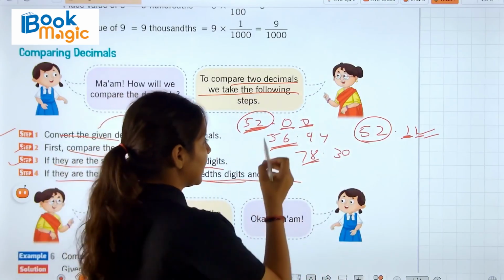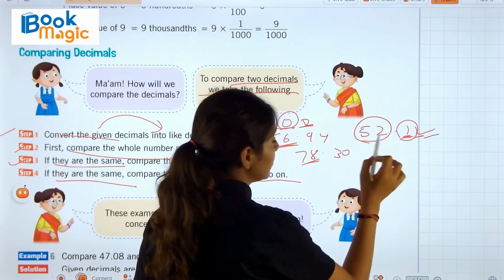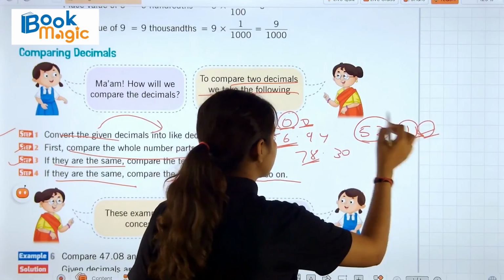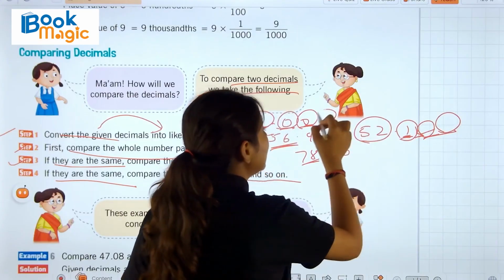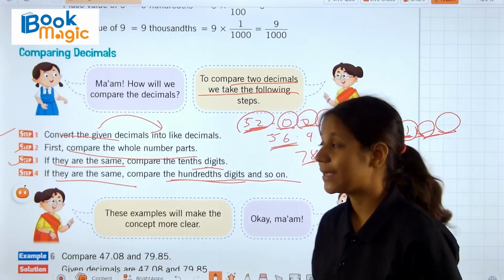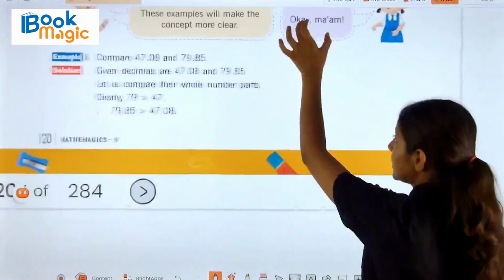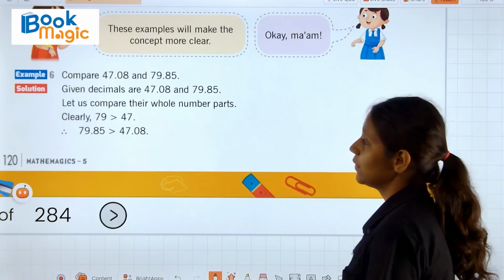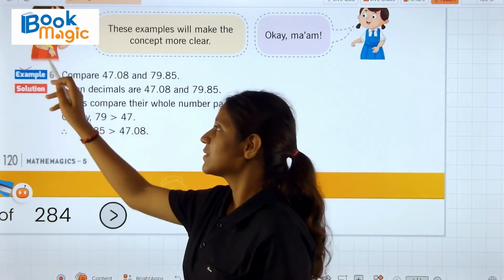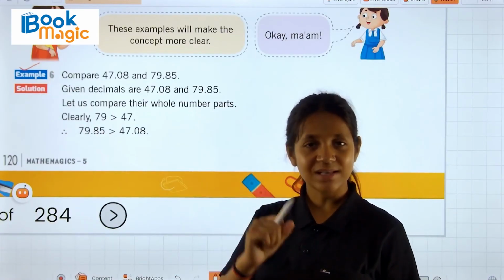Like if this is and this is also the same, you have to compare this value. If this is also the same, you have to compare the another value. This is how you will compare the numbers. These examples will make the concept more clear. Student replied, okay ma'am. So let's do the examples so that our concepts are totally clear.